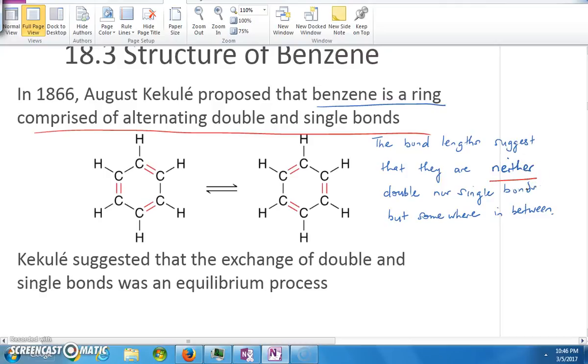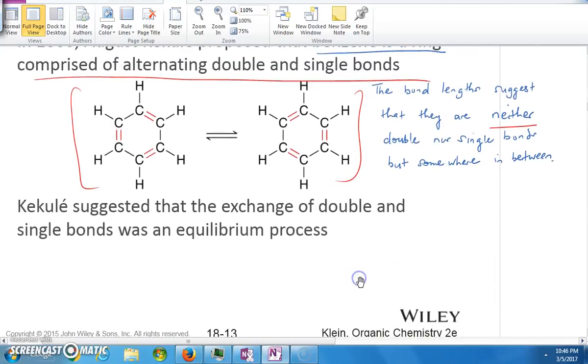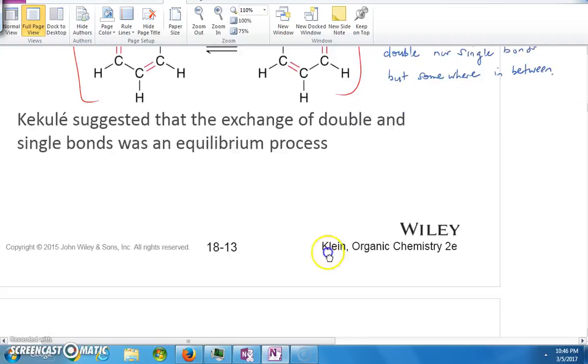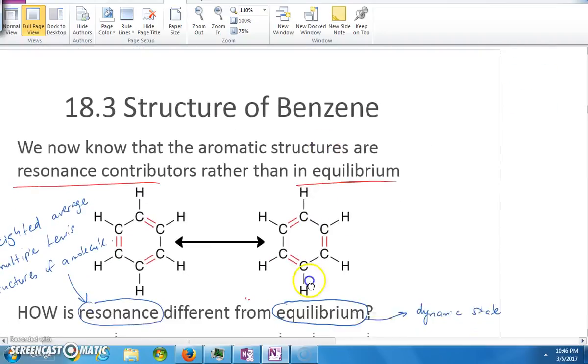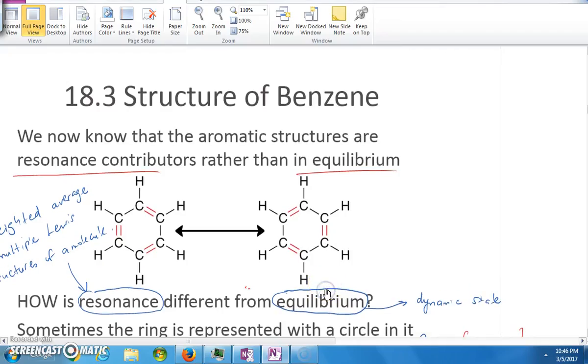Okay, that means the actual structure is somewhere in between, and that's why you have to use two Lewis structures to describe the actual structure of benzene. The proposed structure suggested that the exchange of double bonds and single bonds was an equilibrium process. But you can see that you're actually using two Lewis structures to describe the actual structure of benzene.